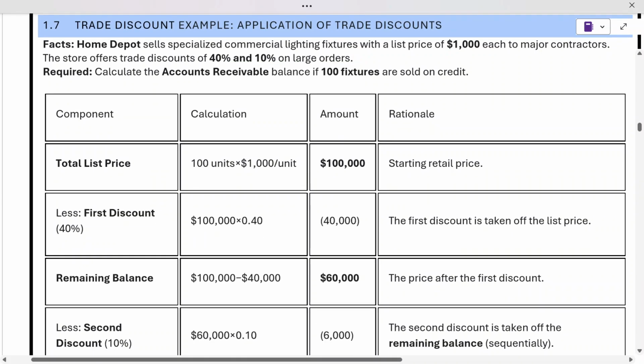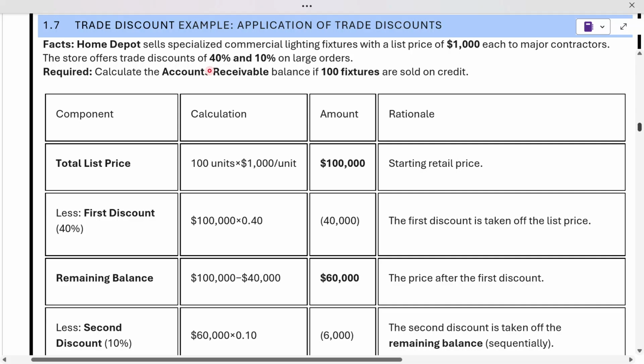Now we need to calculate what the accounts receivable balance is if 100 fixtures are sold on credit. So basically, we can say the total list price will be how much? Total 100 units are there, as you can see, and each unit's price is $1,000. So that makes it $100,000, which is the starting retail price. This is the maximum price at which they can charge.